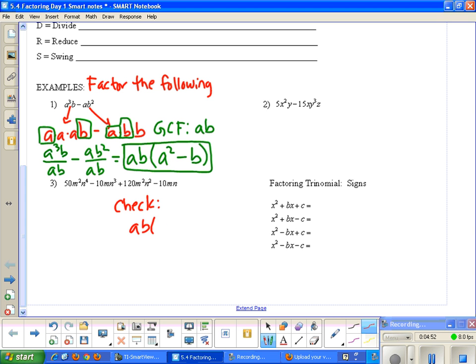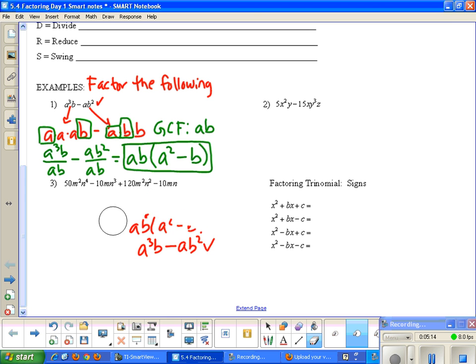So ab times a squared and then times b. So ab times a squared gives me a cubed b minus ab times negative b, I should say, would be negative ab squared. This, notice, is the same as what we started out with, so I know I did my problem factoring correctly. So let's go to the next one.